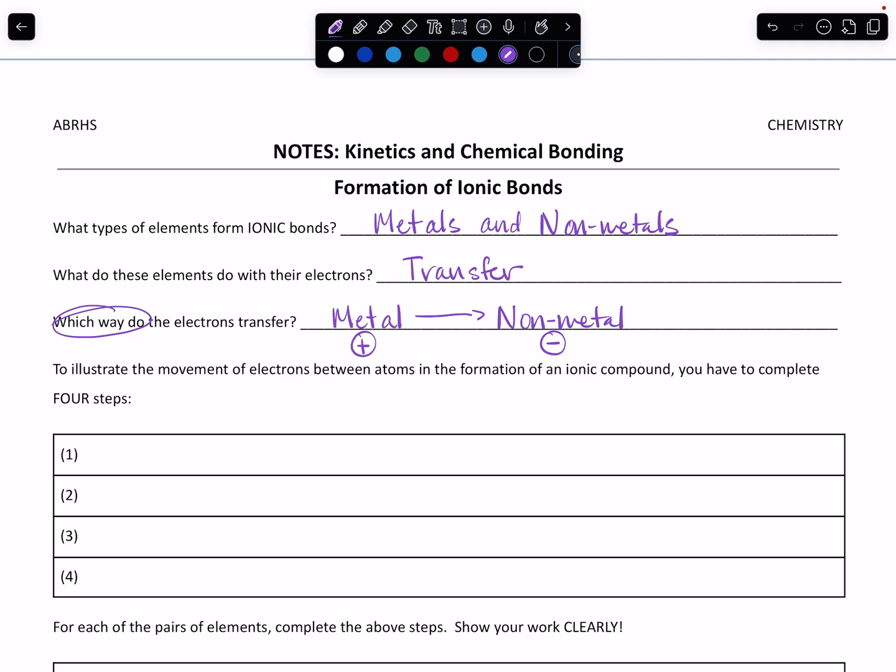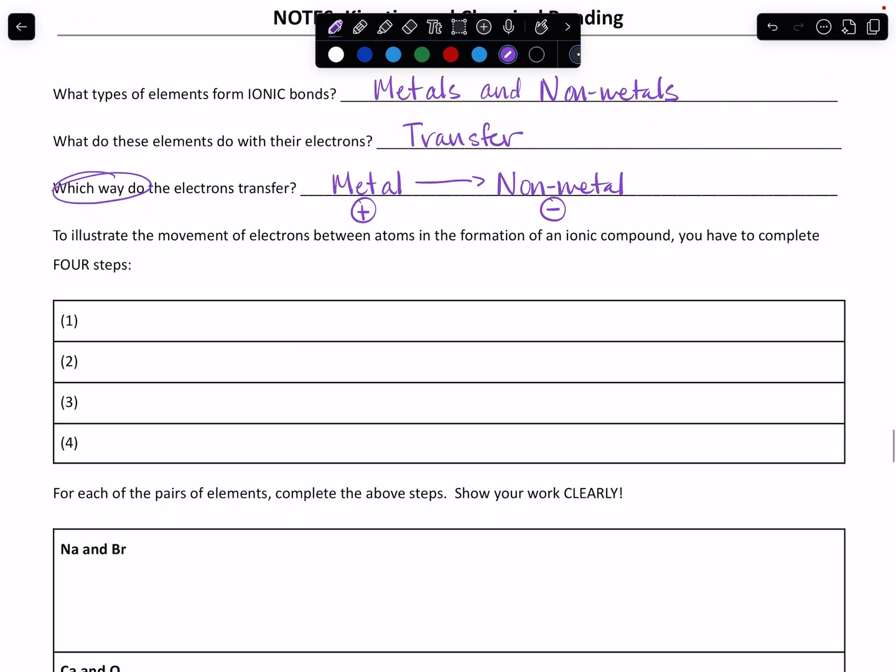Okay. So to illustrate this movement of the electron between atoms in the formation of an ionic compound, there are generally four steps that we like to follow. Sometimes when we ask questions on tests and quizzes, we break it down and ask you to do each step individually. Other times it's going to look a little bit more like what I'm going to show below. But in the end, these are the different things that we should see when we show this transfer.